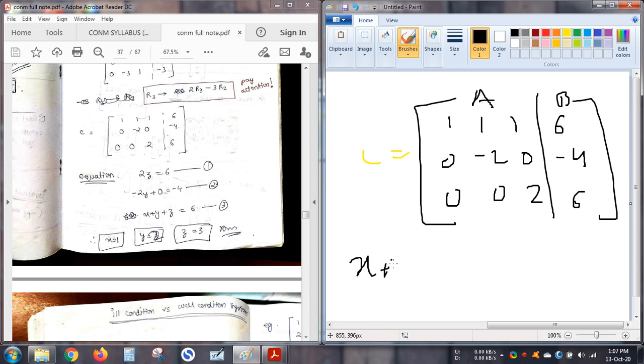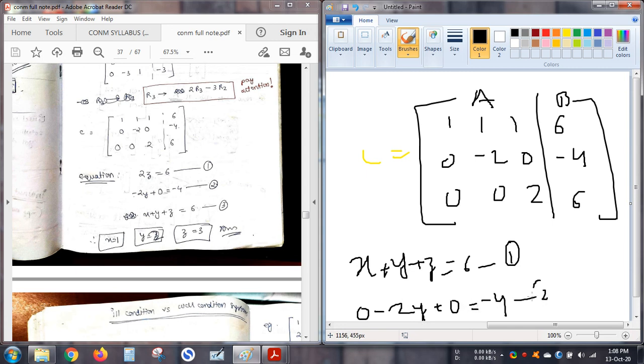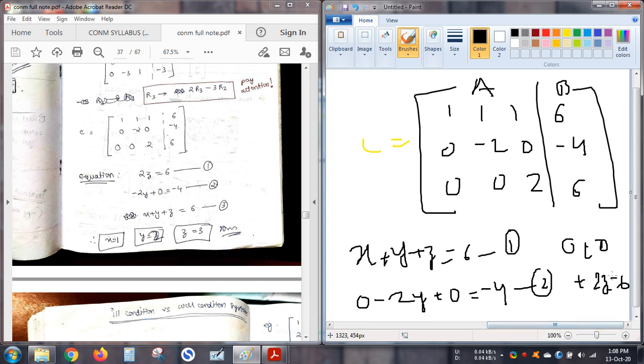पहले वाले से क्या इक्वेशन निकलेगा? x plus y plus z is equals to 6. ये तुम्हारा फर्स्ट इक्वेशन. दूसरा इक्वेशन क्या निकलता है? 0 minus twice y plus 0 is equals to minus 4. और तीसरा इक्वेशन क्या निकलता है? 0 plus 0 plus twice z is equals to 6. अब z का वैल्यू क्या होगा? Then z becomes 3. इसमें y becomes 2. तो अब z पता है, y पता है, तो x भी निकाल सकते हो. So this is your Gauss elimination method.